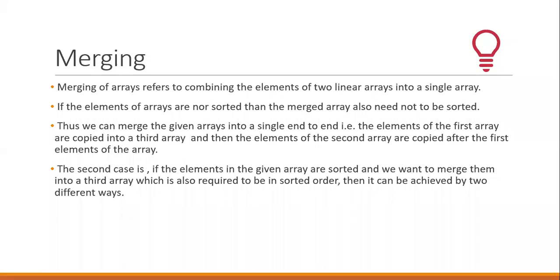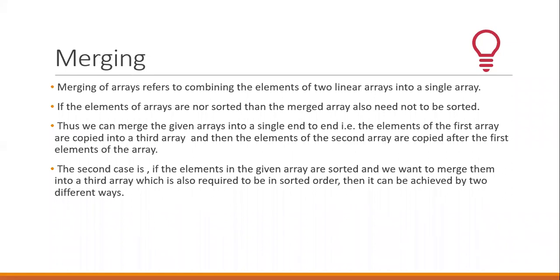So whenever a merging operation is there, this is the minimum. There can be multiple arrays also which can be merged, but minimally two arrays will be merged, and a third new array will be formed, which will be a combination of the elements of the first array as well as the second array. If the elements of the array are not sorted, then the merged array also need not be sorted. Which means, students, if the first array as well as the second array have elements which are not sorted, then even the merged array can be not sorted. That is absolutely fine.